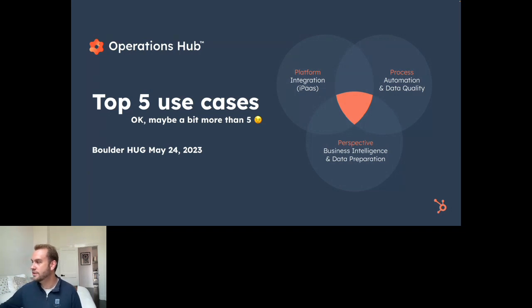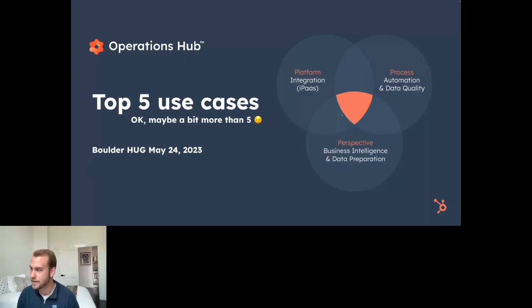I also wanted to share this graphic to kick things off, because a lot of the questions we get are, wait, what is Ops Hub? Can you level set as to exactly what this is? Ops Hub is a big, powerful tool that can cover a lot of surface area and a lot of very specific use cases as well. If we boil it down into a graphic like this, it really is that intersection of integrations, automation and data quality, as well as business intelligence and reporting to really drive your business forward. That's, of course, an oversimplification, and we'll get into it a little bit more.